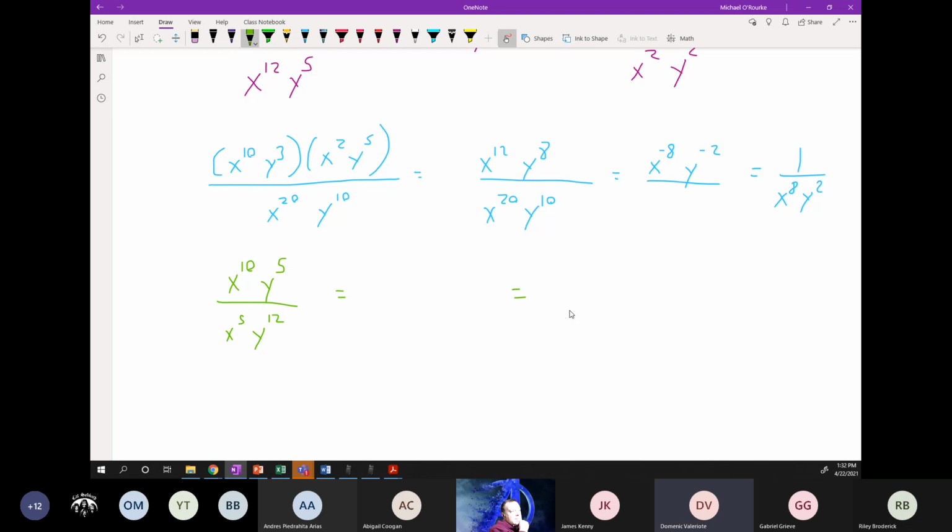Would you subtract 5 from 10 for that? No, 10 minus 5, and 5 minus 12. So what's that going to give me? That's going to give me x to the 5, y to the -7.